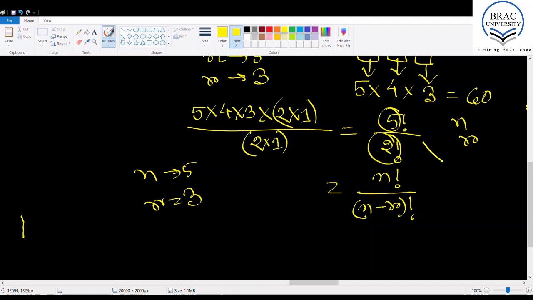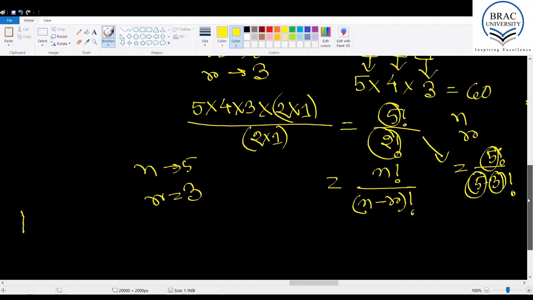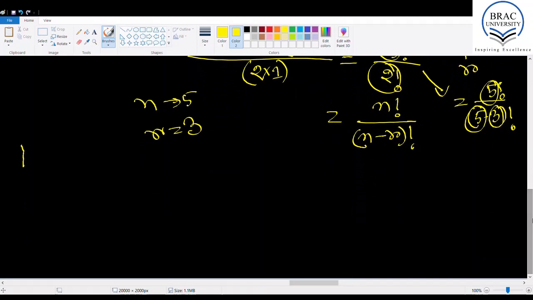See here, we could write it like 5 factorial divided by 5 minus 3 factorial. Here 5 is n, and 3 is r. So we can write it as n factorial divided by n minus r factorial. Yes, we can see another example so that it gets clear.